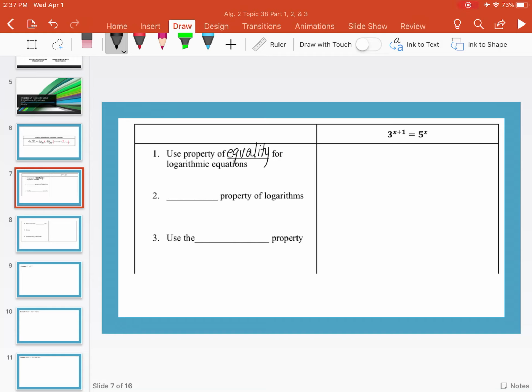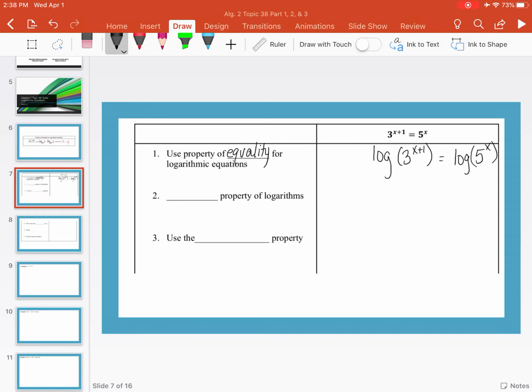Let's say we have the example 3 to the x plus 1 equals 5 to the x. So using the property of equality, we can raise both to the power of 10 and then take the log of both sides. So what that would simplify to, from what we learned in part 1, is log of 3 to the x plus 1 equals log of 5 to the x.